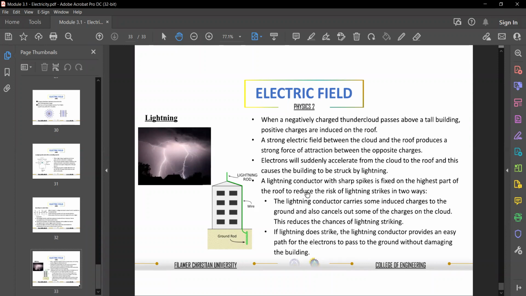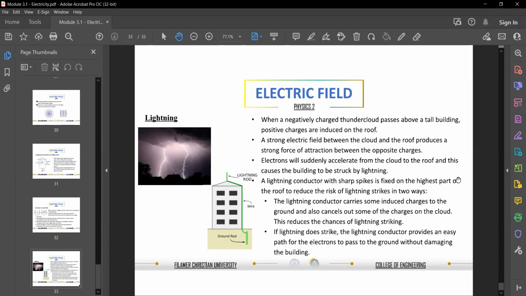Okay. The same sa mga towers natin, mga antennas natin. So it must have a lightning rod to prevent this disaster. No? A strong electric field between the clouds and the roof produces a strong force of attraction between the opposite charges. Electrons will suddenly accelerate from the cloud to the roof and cause the building to be struck by lightning. So a lightning conductor with sharp spikes is fixed on the highest part of the roof to reduce the risk of lightning strikes in two ways.